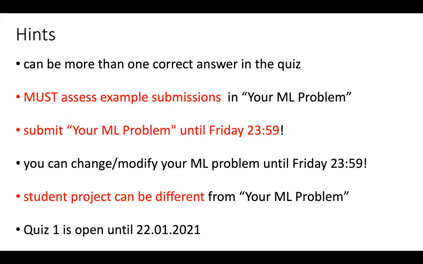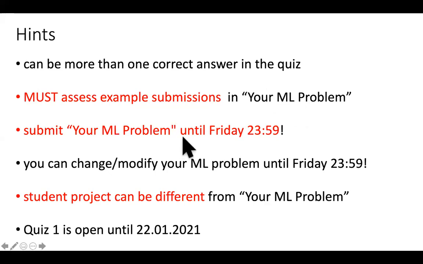So regarding the first assignment, your machine learning problem, you have to first assess the example submissions. So when you hit the your machine learning problem button on My Courses, you are first asked to assess example submissions. And the role of these example submissions is to give you an idea what we expect from you. So you have to formulate the machine learning problem by telling what are the data points that you have in your mind, what are the features that you have in your mind to characterize the data points, what is the label, and where do you think you could get a lot of data points?